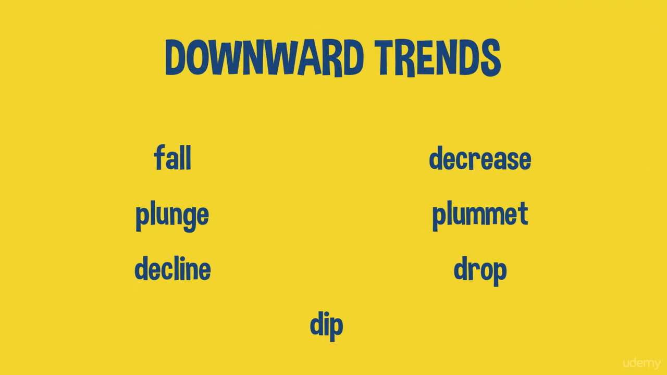So there are your 7 downward trends words. Fall, decrease, plunge, plummet, decline, drop, and dip.